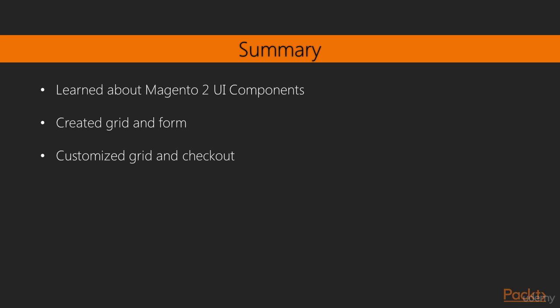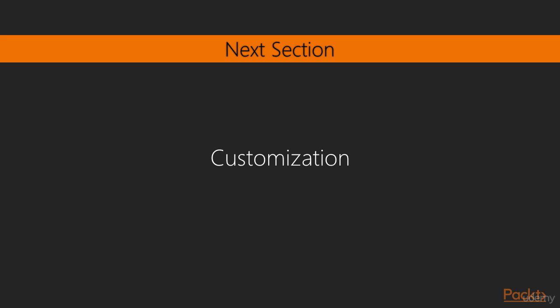So we just completed section 3 of the Mastering Magento 2 course. In this section, we learned about Magento 2 UI components, created a grid and form with these UI components, and customized the core modules grid and checkout. In the next section, we'll talk more about customization ways and approaches.